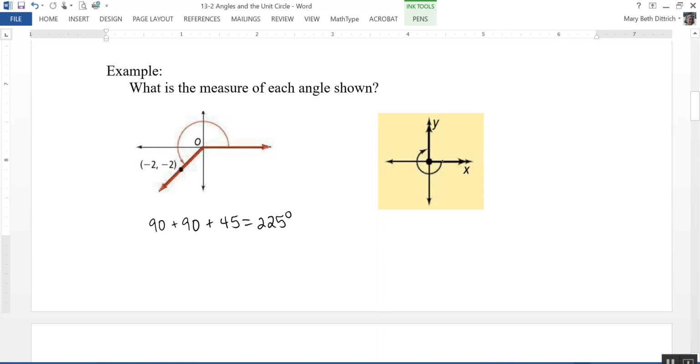This example here also starts on the positive x-axis but goes in a clockwise direction. 90 degrees plus 90 degrees plus 90 degrees. So actually a negative 90 because of the direction I'm moving, plus another negative 90, plus another negative 90 tells me that this is a negative 270 degree angle.